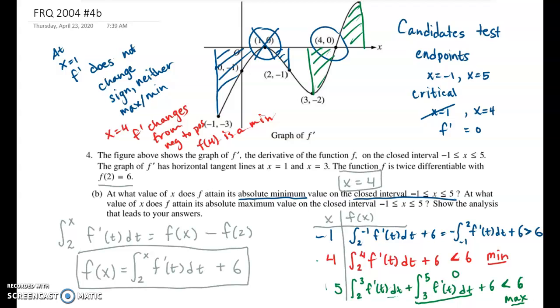And then, at what value of x does f attain its absolute maximum value? There are 2 maxes, but only one is larger than 6, so x equals -1 would be the answer to that part of the question. Okay, I hope that helps.